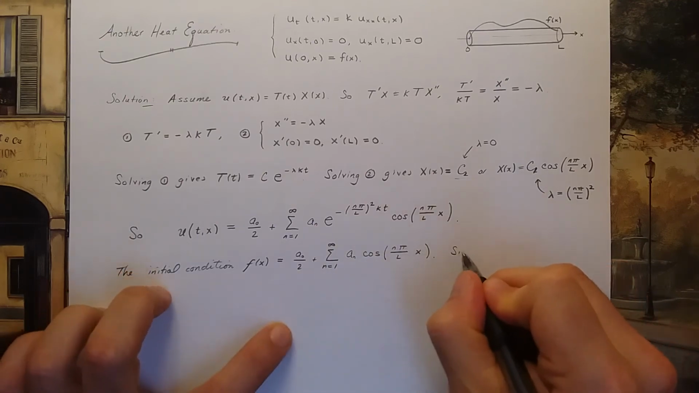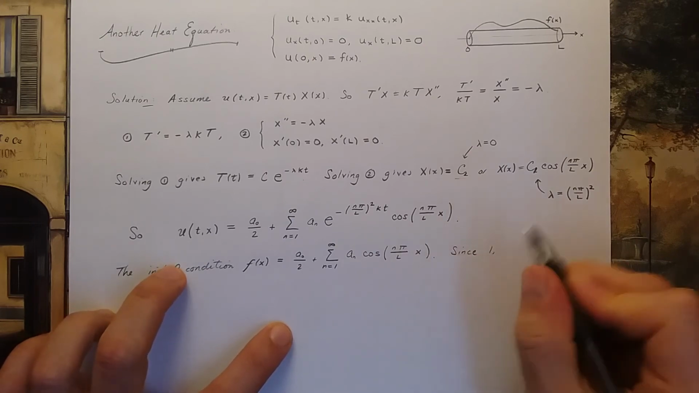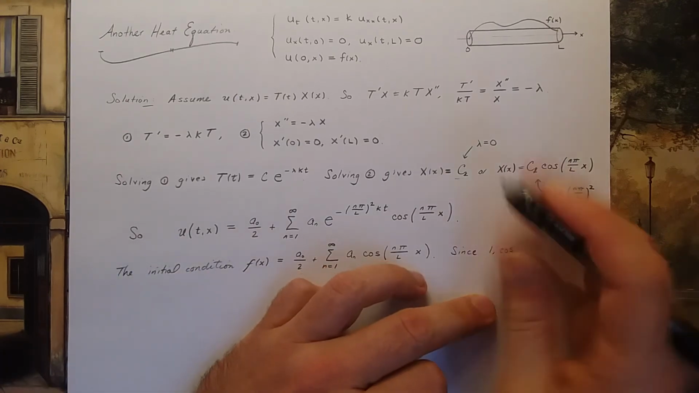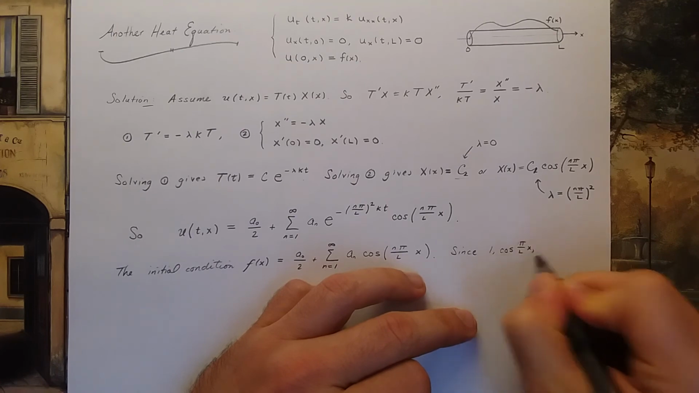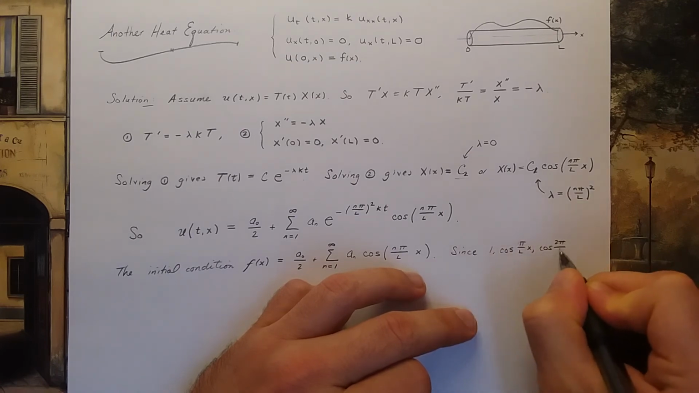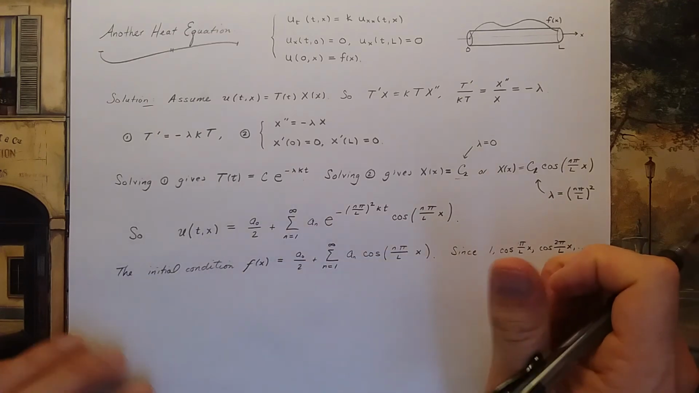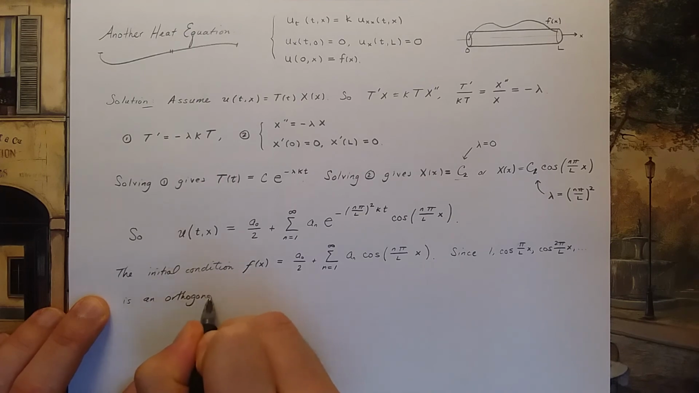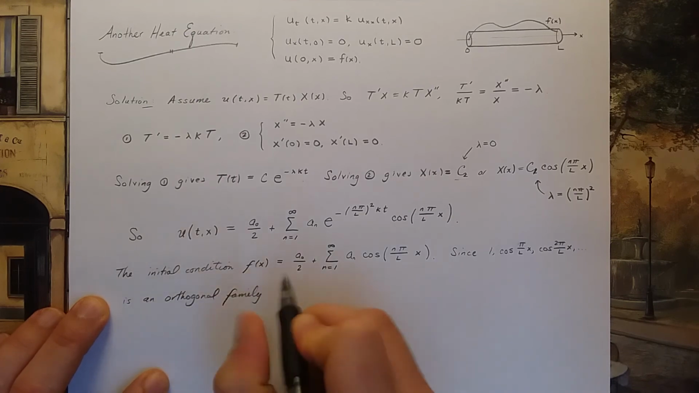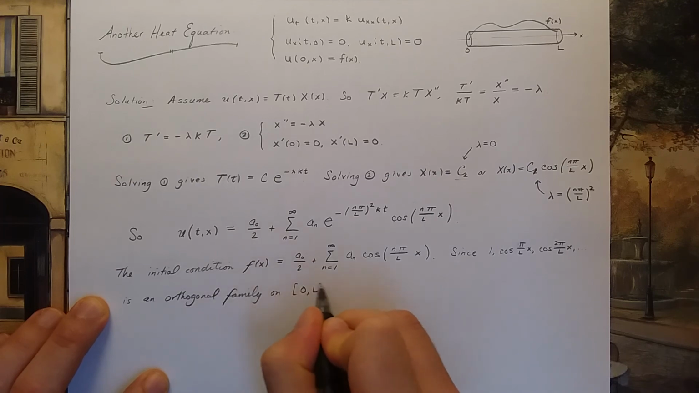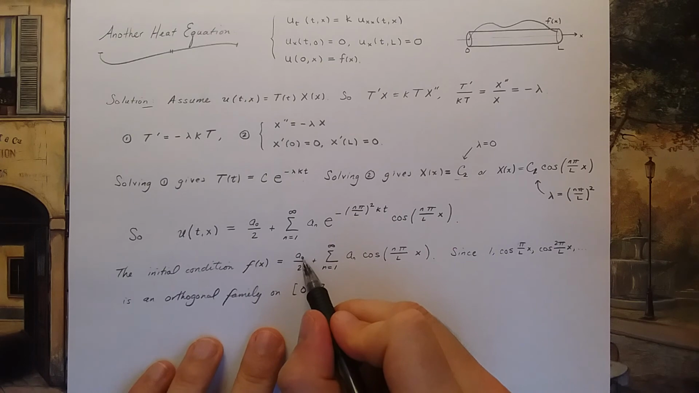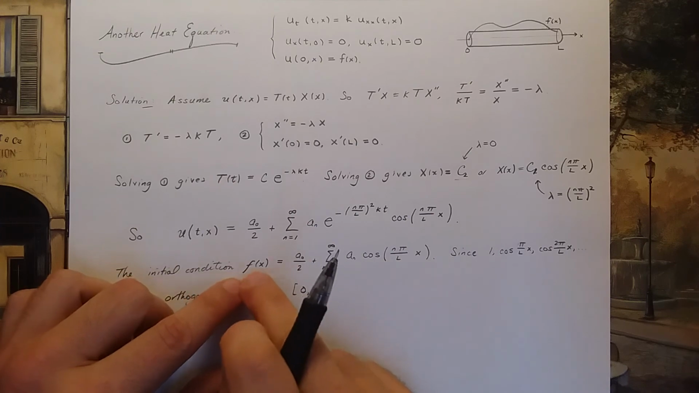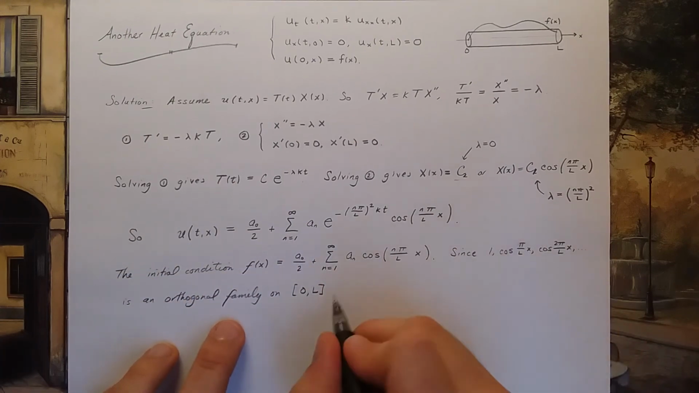Now, since 1, cosine pi over L x, cosine 2 pi over L x, and so on, this is an orthogonal family on the interval from 0 to L, the coefficients a0, a1, a2, and so on are easy to find. They're what you get from taking the projection of f onto this orthogonal family.